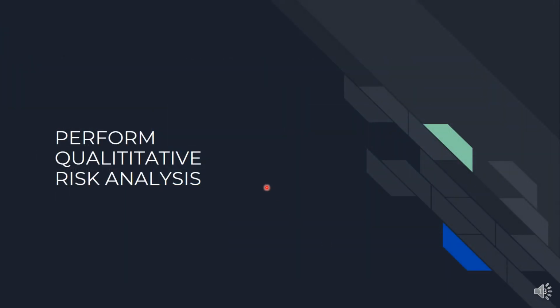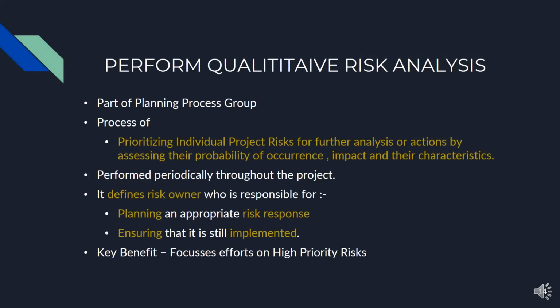The next process we will learn is perform qualitative risk analysis. From qualitative risk analysis, we prioritize the individual project risk for further analysis or actions by assessing their probability of occurrence, understand the impact, and document their characteristics. This process is performed periodically throughout the project.